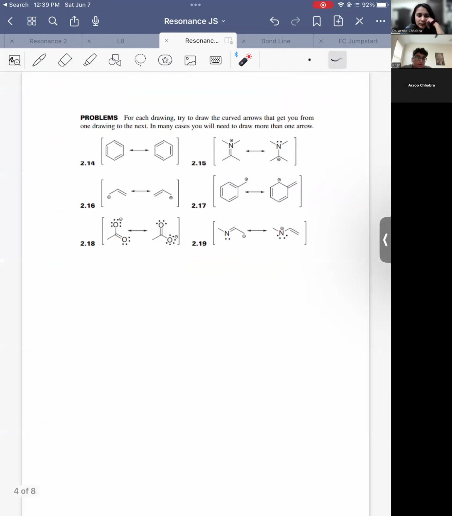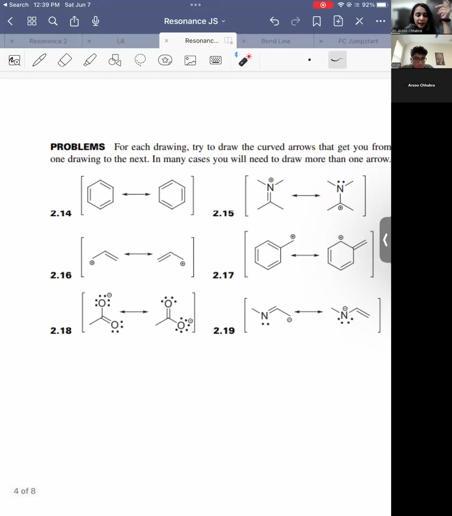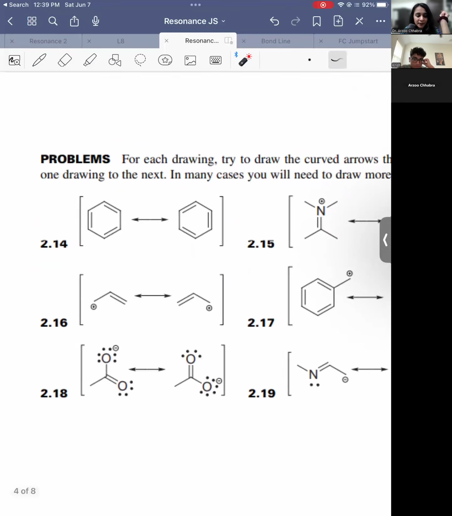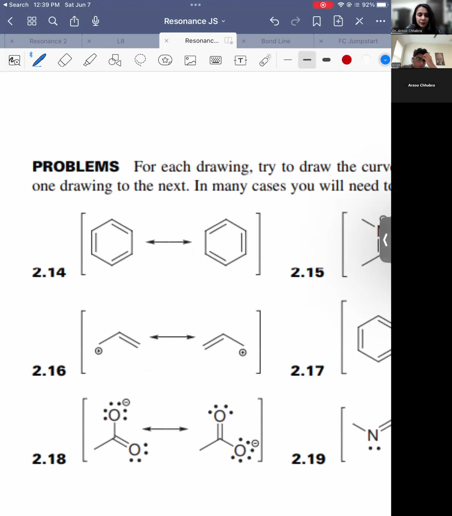All right. So in this one now, they want you to draw out the curved arrows that will get us from one drawing to the other resonance structure drawing, which is also pretty simple. We can even do it really fast. So going from a neutral to a neutral, 2.14, how would that look? Each double bond is just going one to the left, or one counterclockwise. Oh, okay, so we're going from left to right, really from left to right and not from here to here.